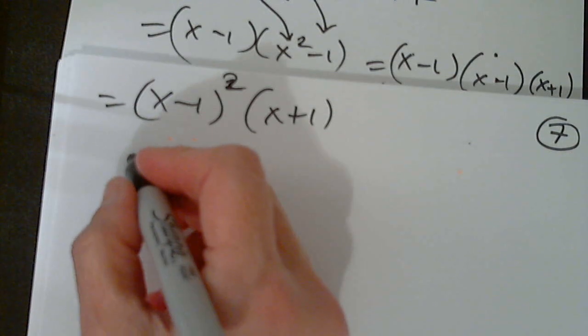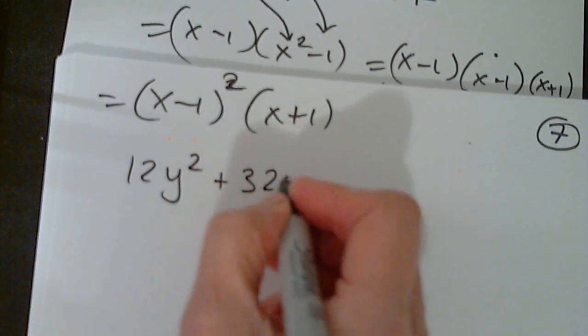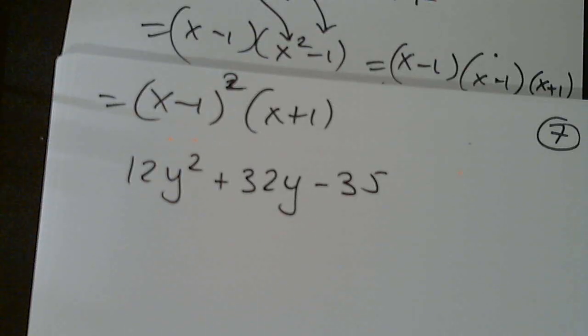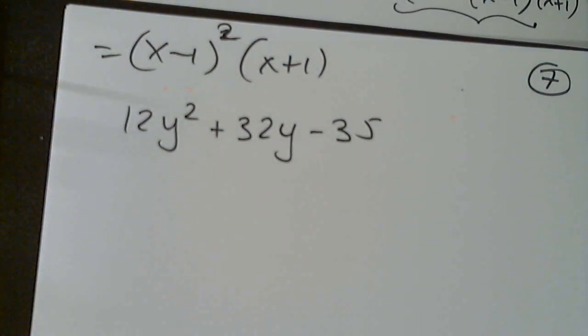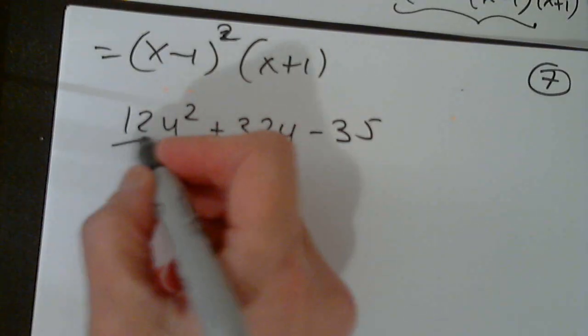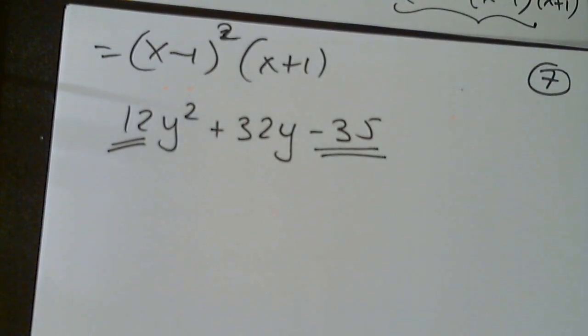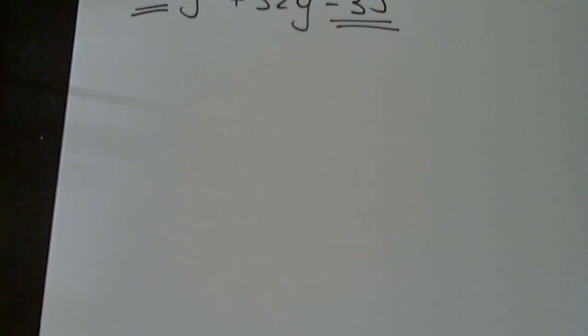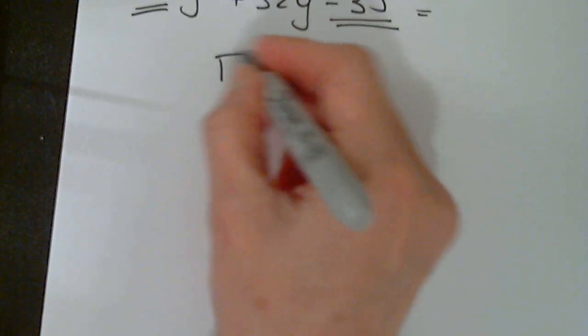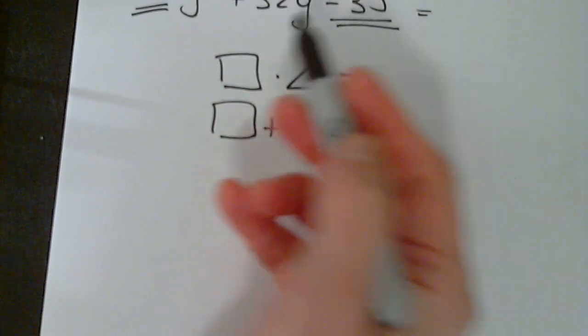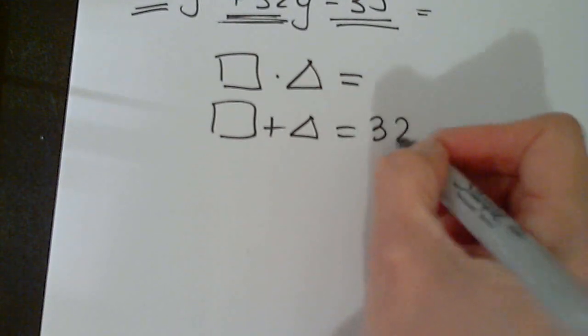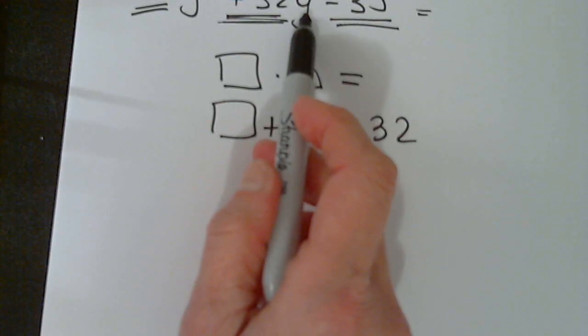The next one. 12y squared plus 32y minus 35. Okay. Now, again, this is the most difficult type of trinomial to factor because of these large numbers. However, the thinking process is the same. The product and the sum of the numbers I need. The sum never changes. It's always the coefficient of the middle term, always.